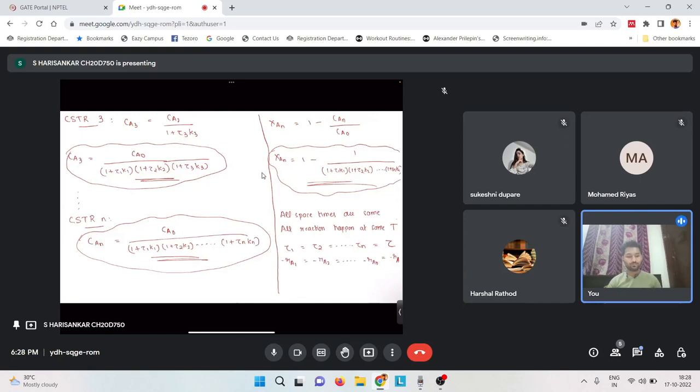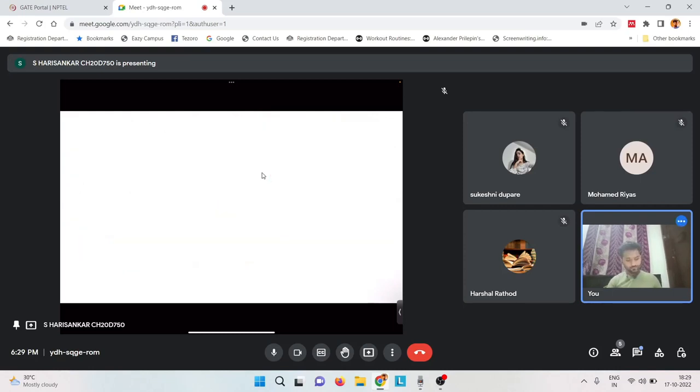So what does this mean? This basically means K1, the reaction rate constant, is equal to K2 is equal to Kn, and let's take a general term as K. Okay. So what will the equation become when all the space times are just the same? That means tau 1, tau 2, tau 3, etc. is just tau, and K1, K2, K3, etc. is just K. So if the tau is constant and K is also constant, let us write our general equation.